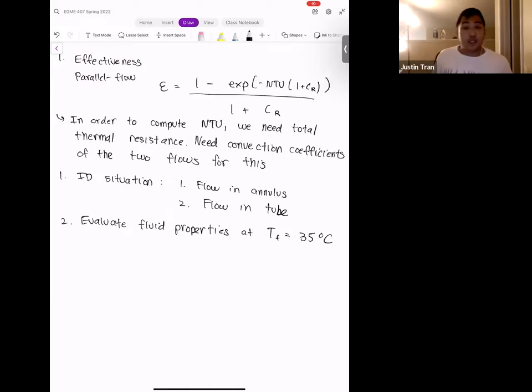What we're saying is that the hot fluid is coming in at 50 degrees C. The cold water is coming in at 20 degrees C. And so if we take the average between these, we get 35 degrees C.